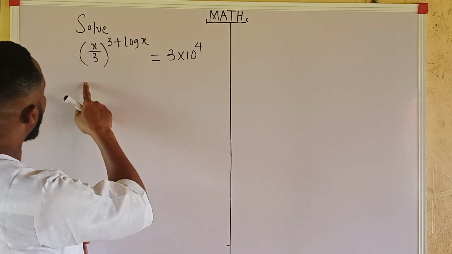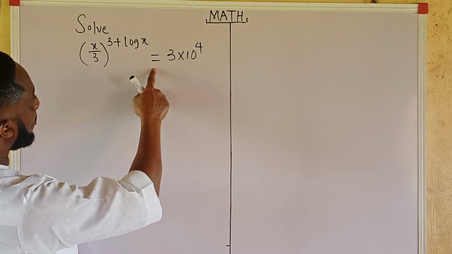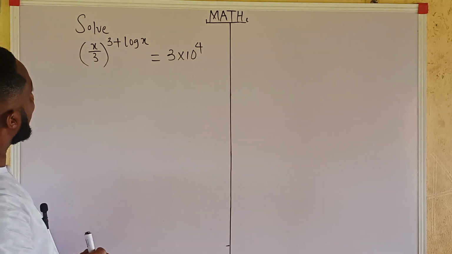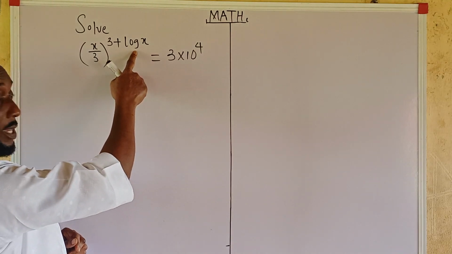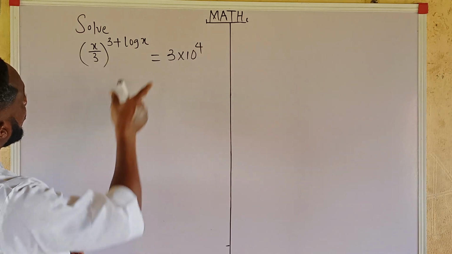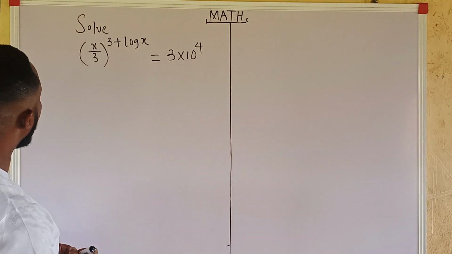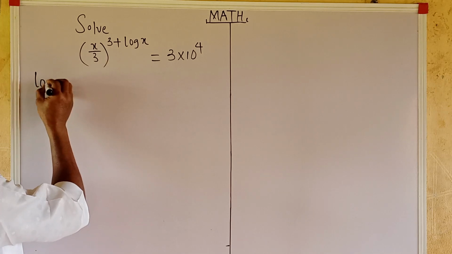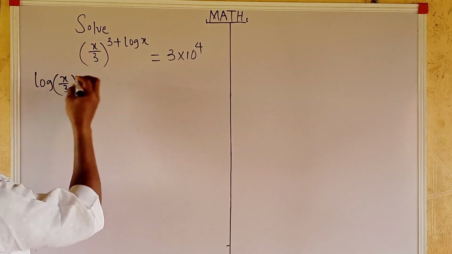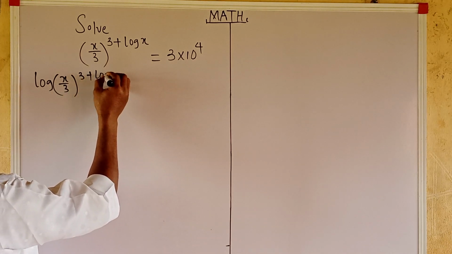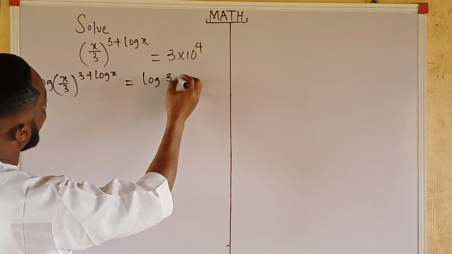So we have (x/3) whole raised to the power of 3 plus log x equal to 3 into 10 to the fourth. As you can see here, the logarithm does not have a base. That implies that it is in base 10. But to solve this problem, we are still going to take the log to base 10 on both sides. I shall do that. So we have log to base 10, I'm not going to write it, of (x/3) whole power 3 plus log x equal to log of 3 times 10 to the fourth.